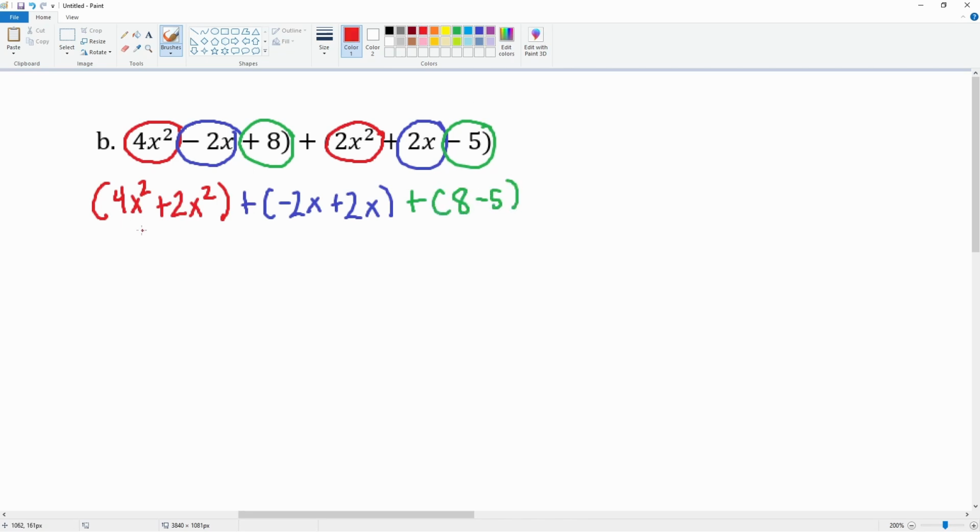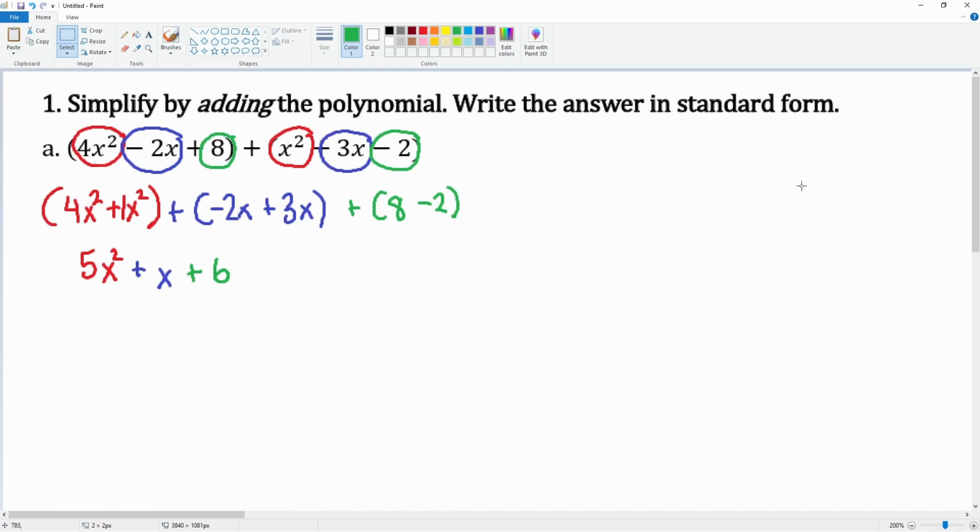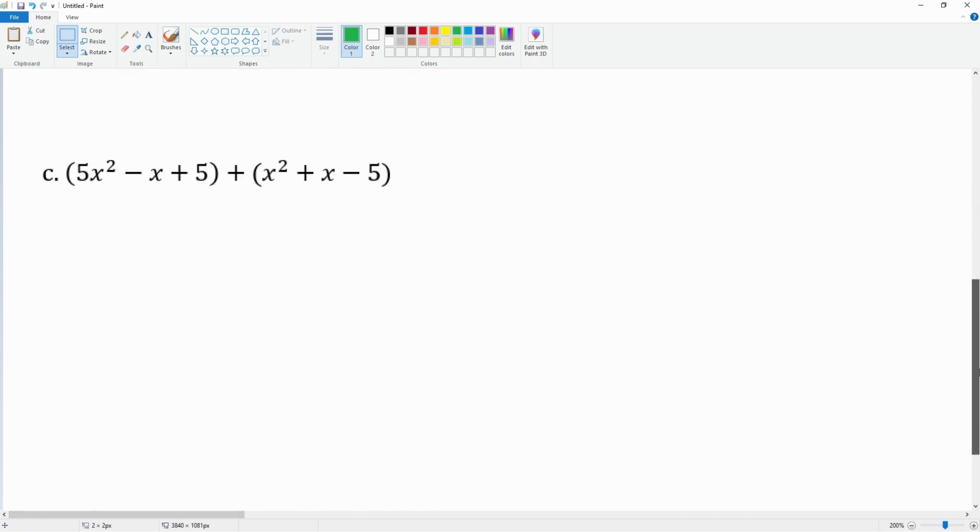Now we add 4x squared plus 2x squared, which becomes 6x squared. Then you have negative 2x plus 2x, this becomes 0x. Then you have 8 minus 5, that becomes plus 3. Technically, no one writes that 0x because 0x just becomes 0. So you could take this away and simplify to 6x squared plus 3.